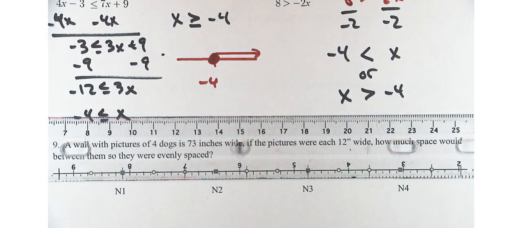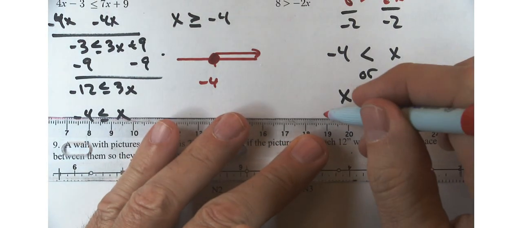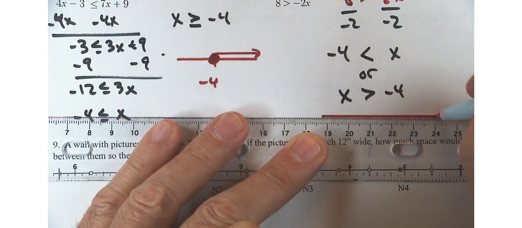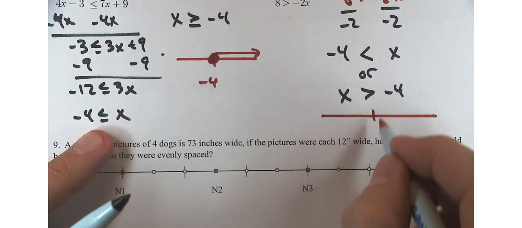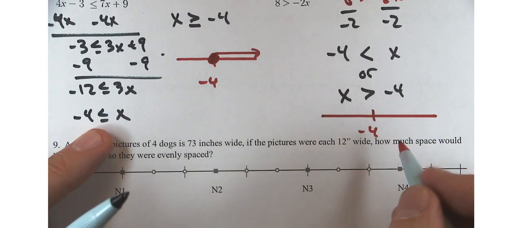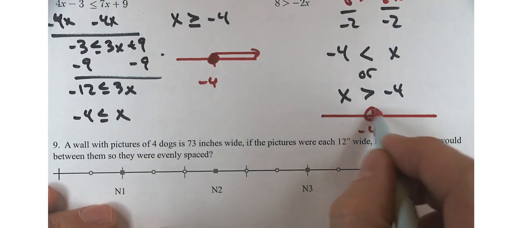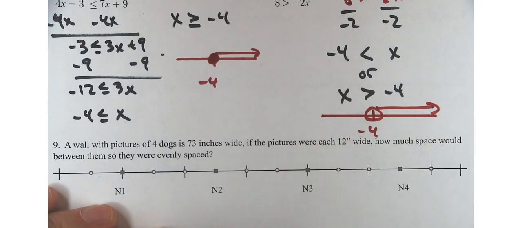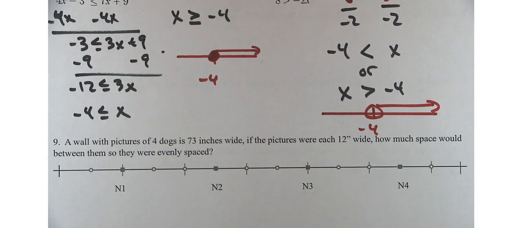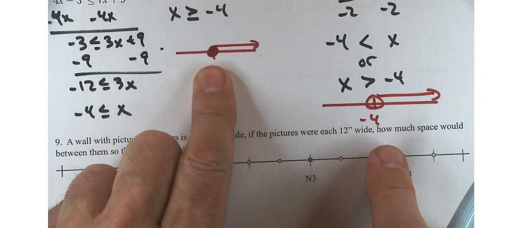So when I graph these things, I typically am kind of a minimalist. I just draw exactly the only thing I need, which is a negative 4. Negative 4 in this case gets a hollow dot, empty circle, and then an arrow to the right. So they're pretty similar in their solutions. The only difference is that this includes the negative 4, this one doesn't.